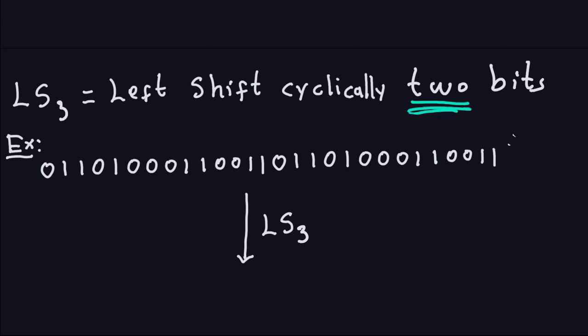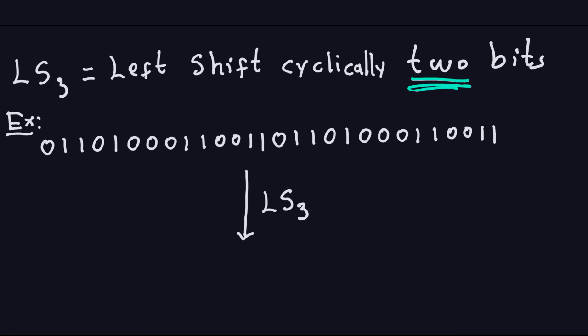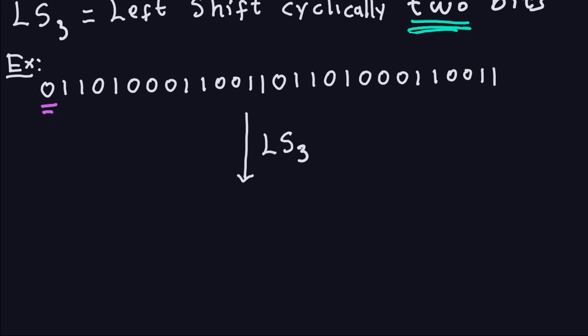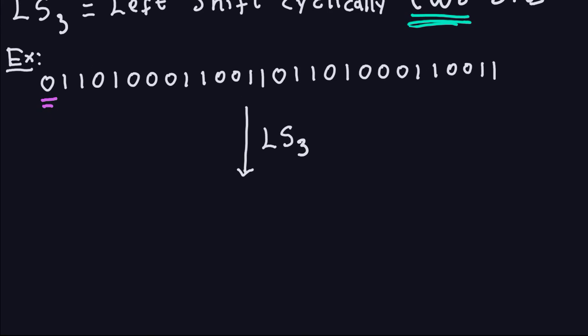So I'm gonna take that 0 that is here. Let me mark that down with color. This 0, I'm gonna move it over here. So that's gonna be the 0. Then I take the next one because this is a 2-bit left shift. So let's use this color. This 1 is that bit, and then I'm gonna move it right over here, behind that 0.